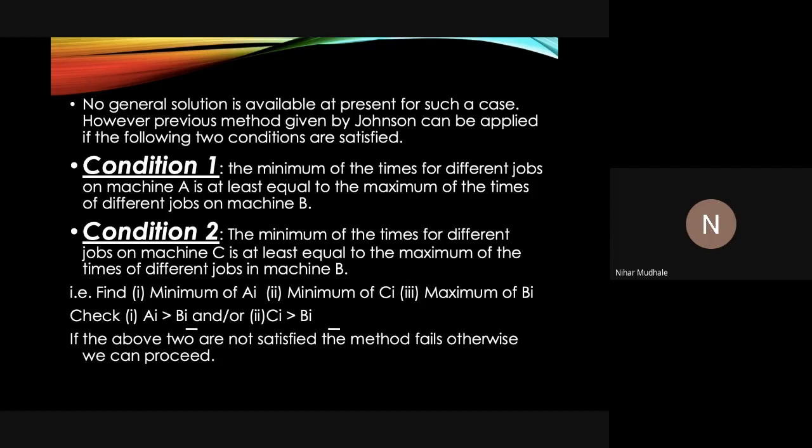Condition 2 is that the minimum of the times for different jobs on machine C is at least equal to the maximum of the times of different jobs on machine B. That is, we have to find the minimum of Ai, minimum of Ci, maximum of Bi, and check if Ai is greater than or equal to Bi and/or Ci is greater than or equal to Bi. If the above two are not satisfied, the method fails, otherwise we can proceed.